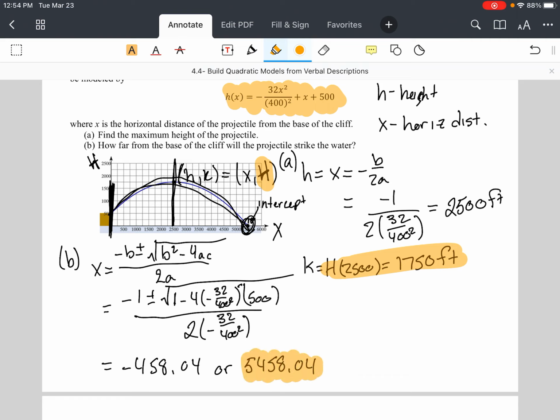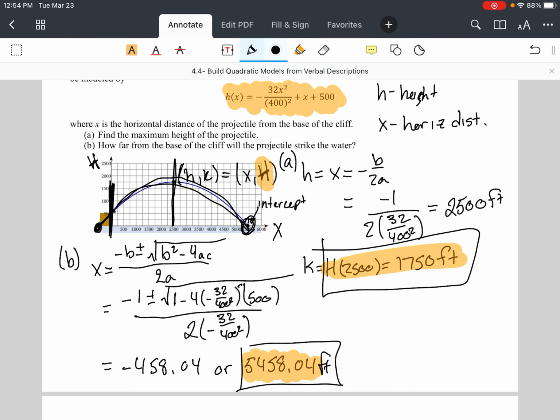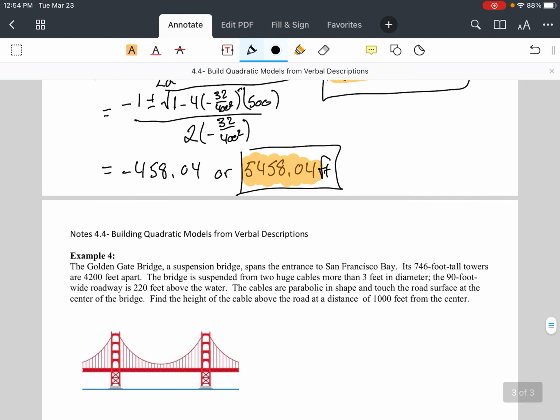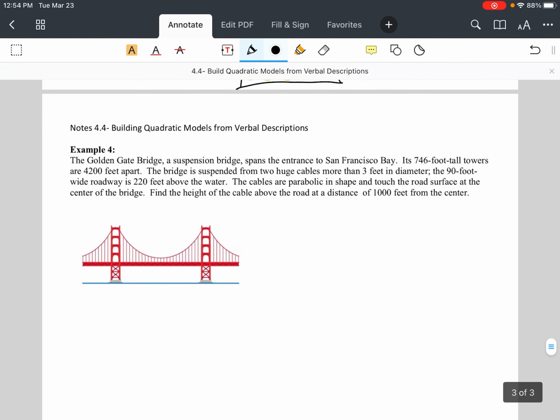Okay, so if we're looking at these two choices that we have, we're going to pick the one that is positive. The other one, this negative 458.04, if we were to continue this line backwards, it would hit at negative 458.04. So that's just saying if we were to shoot the cannon and it shot behind us, that's where it would hit. Okay, so again, these are two answers. This one is where it hits the water, so feet. This is the maximum height of our projectile.